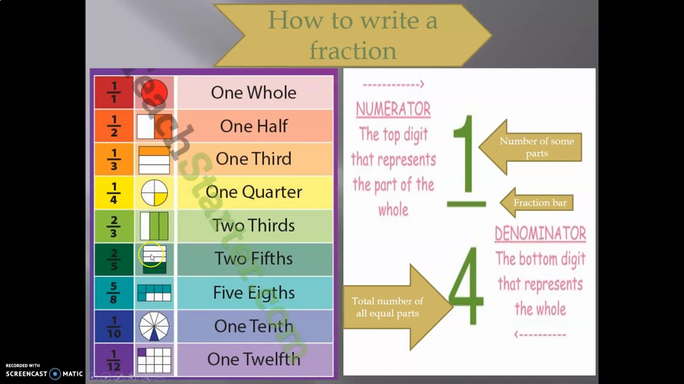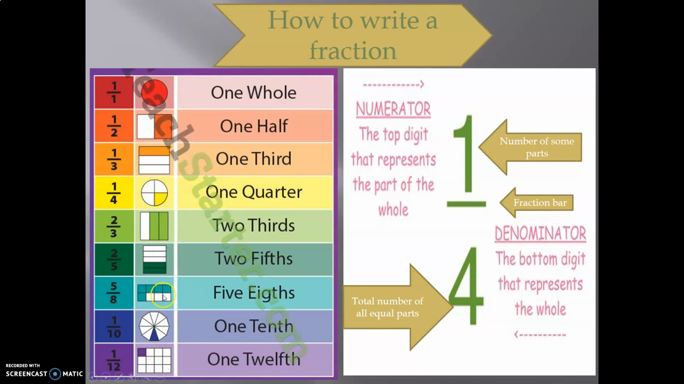Let's go more. My rectangle, I cut it into 5 equal parts, and I colored 2 parts out of 5. So 2 is the numerator, and 5 is the denominator that represents all the parts. But did you color all the parts? 5 out of the 5 parts? No, I just colored 2 out of the 5. It is 2/5.